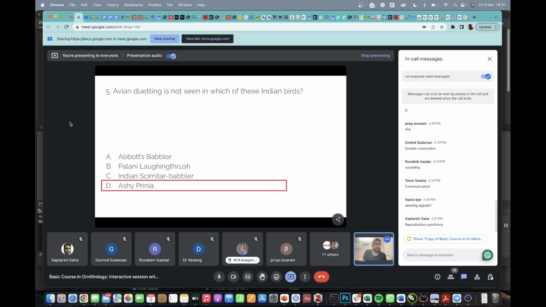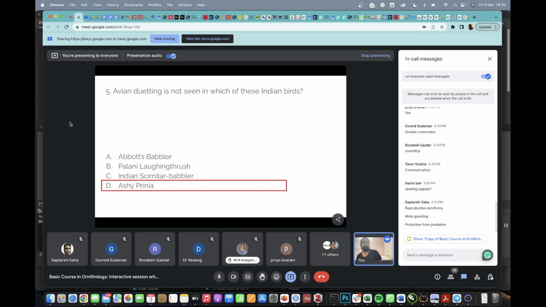Communication is another. Sending signals, I suppose it's the same as pair bonding. Reproductive synchrony, yes, that's a possible answer. That's actually a good answer, Saptarshi. Yeah, mate guarding, that's a very important answer, basically a male trying to guard the female or the other way. It's not very clear in the Indian birds. Very rarely have people studied avian duetting in birds of India, so that's something someone should actually take up and study.